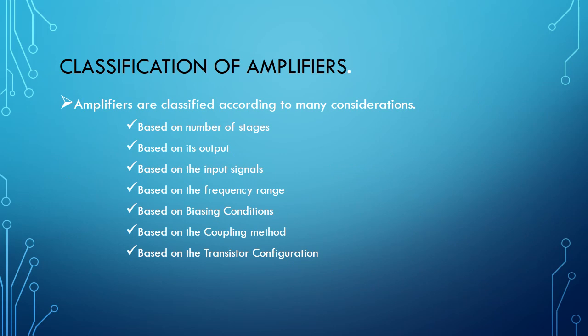This is the classification of amplifiers. Amplifiers are classified according to many considerations: based on the number of stages, based upon its output, based on the input signal applied to the amplifier, based upon the frequency range, meaning at which frequency we are using the amplifier, based on biasing conditions, based on coupling method, and based on transistor configurations.